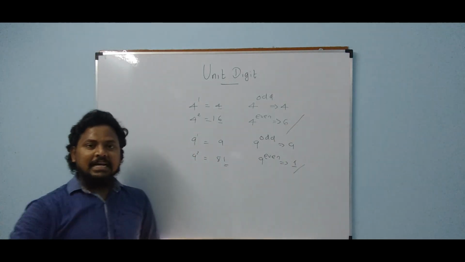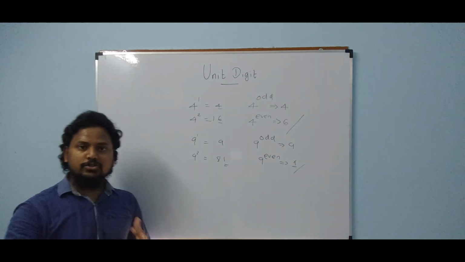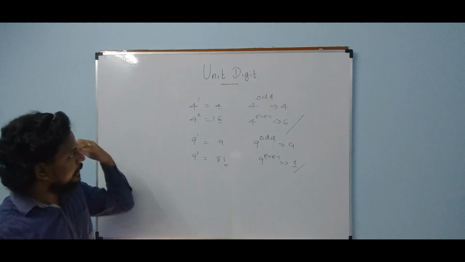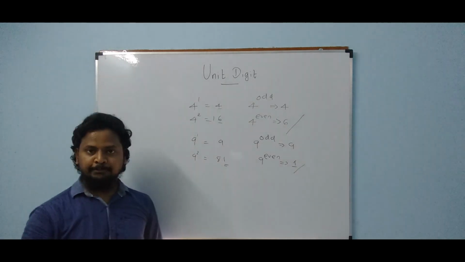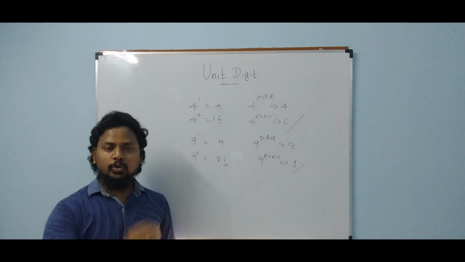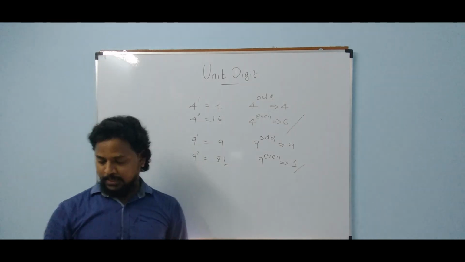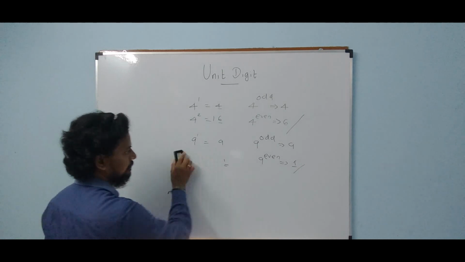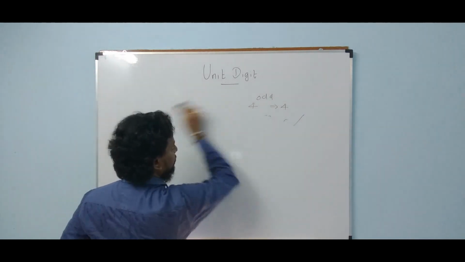So far we have seen the answers for 6 numbers, that is 0, 1, 5, 6. First category over. Now 4 and 9 over. Now the remaining are 2, 3, 7, 8. Let's see the cyclicity for those numbers also.